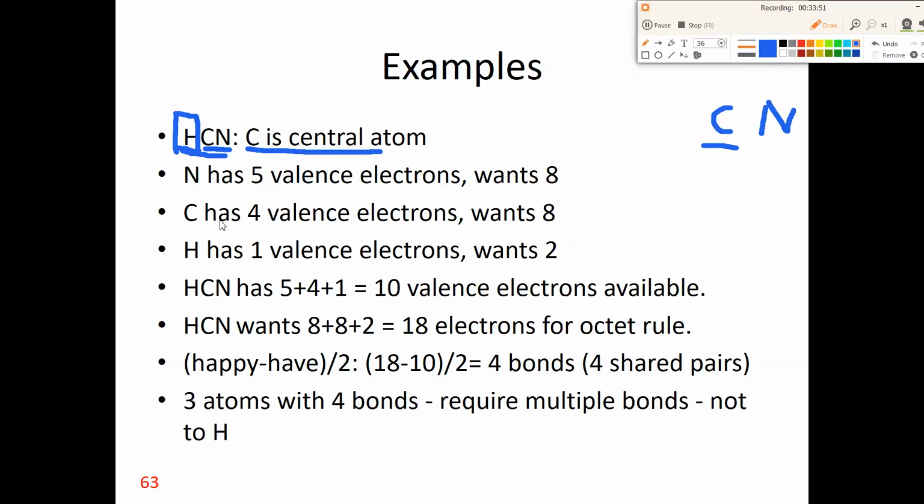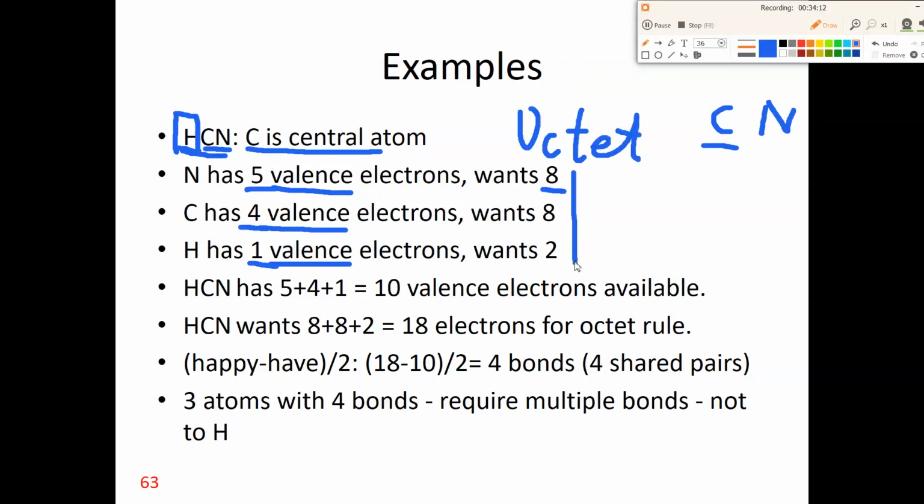Then we figure out the number of valence electrons. Nitrogen has 5, carbon 4, hydrogen 1. This is the valence electrons each atom has. Then for the octet: nitrogen needs 8 to satisfy octet, carbon needs 8 to satisfy octet. However, hydrogen only needs 2 to satisfy its shell.